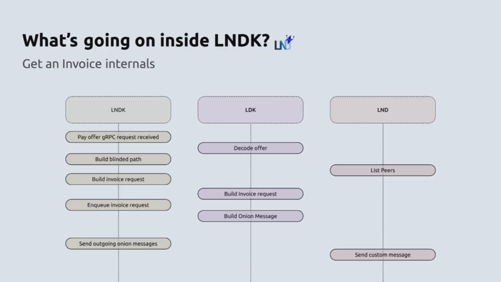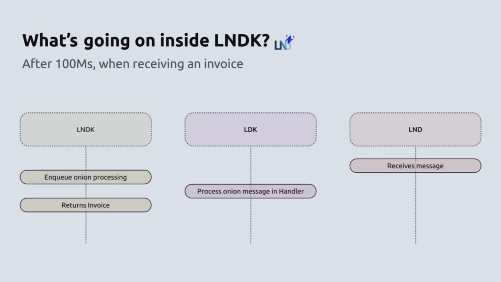We build the invoice request. LDK takes our key that we already have, the seed, signs it, and builds the onion message. We're going to enqueue the onion message and just send it through the network. Then after 100 milliseconds or so, we're going to receive an onion message from LND. We're enqueuing it on the onion processing queue. LDK just processes it, and we are done. We will have the invoice to be paid.